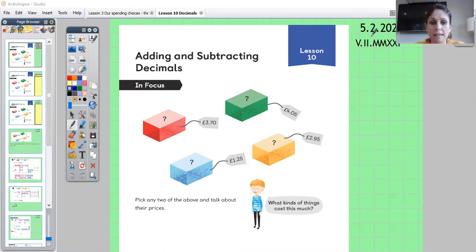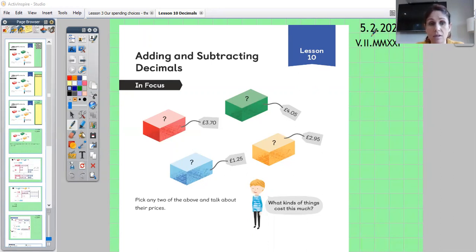So your in focus today gives you some boxes, a green, a red, a blue, and a yellow box with some price tags on them. And it says, pick any two of the above and talk about their prices. So things to think about might be what kind of things might be included in the box. Do you have a rough idea of something that might cost £4.05 or £1.25? So have a think about that.